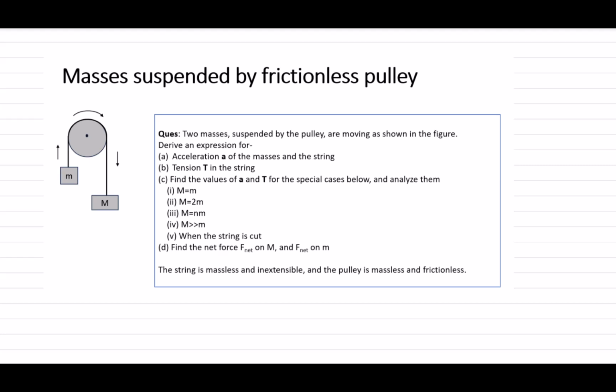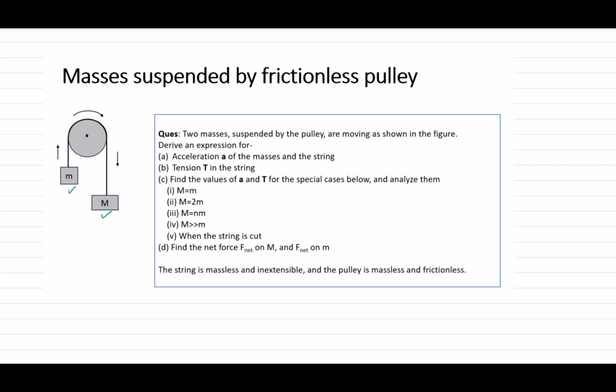In this video, I am going to cover the scenario of masses suspended by a frictionless pulley. As the question says, we have two masses denoted by small m and capital M. They are suspended by a pulley and the masses are moving as per the direction shown, which is clockwise for the string or the rope on the pulley.